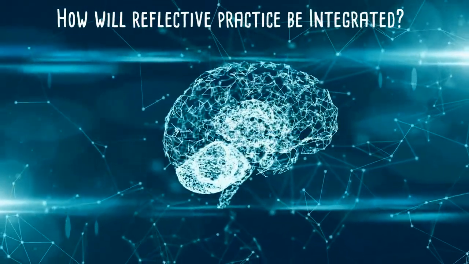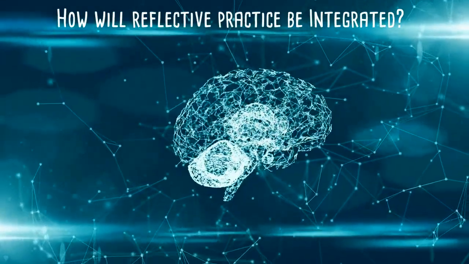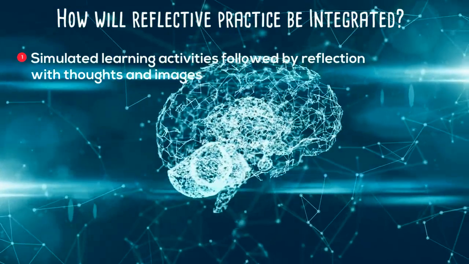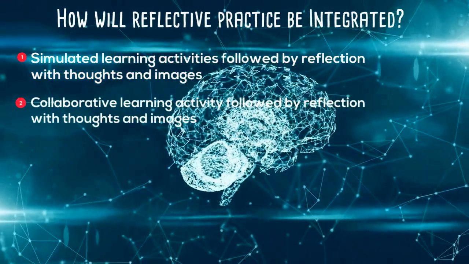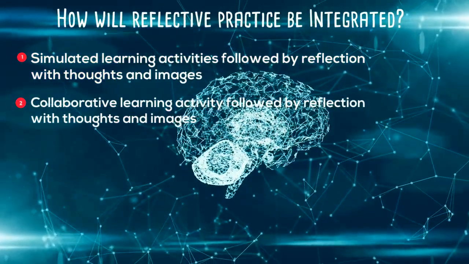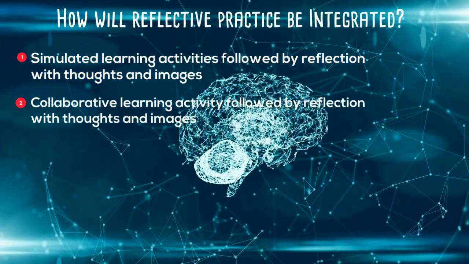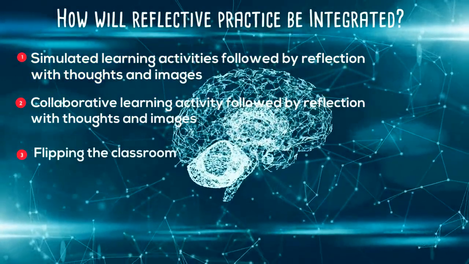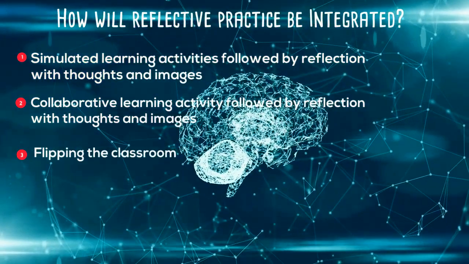How will reflective practice be integrated? Learners will first engage in a series of simulated learning activities. They will then reflect upon specific simulated tasks using thoughts and images. Learners will engage in a collaborative learning task and will then complete a reflective piece using thoughts and images. And importantly, the classroom will be flipped so that scaffolding of learning tasks can be provided to learners during synchronous sessions.